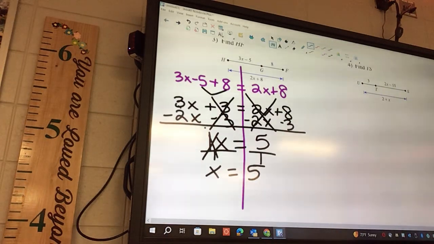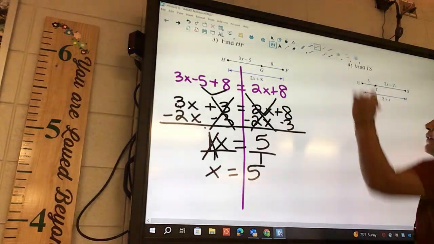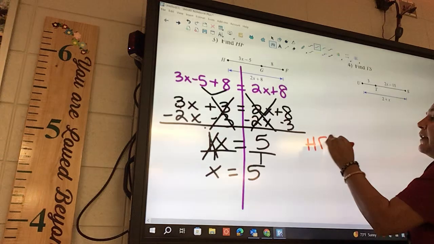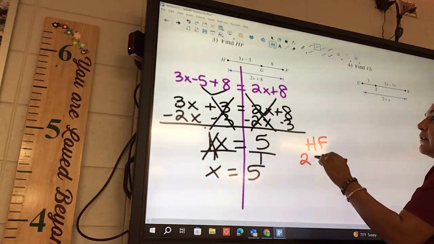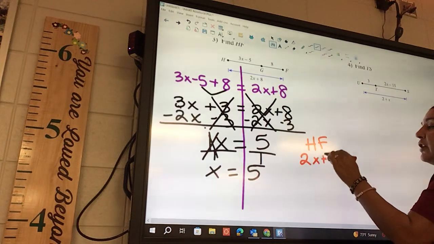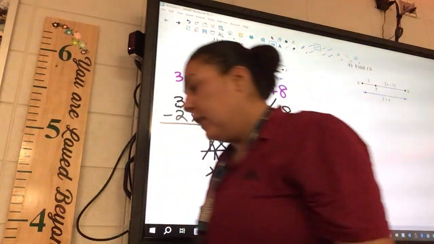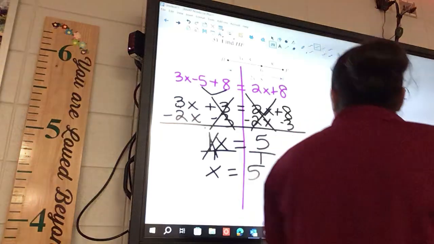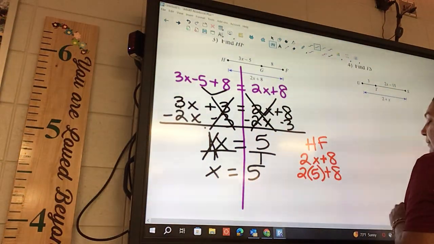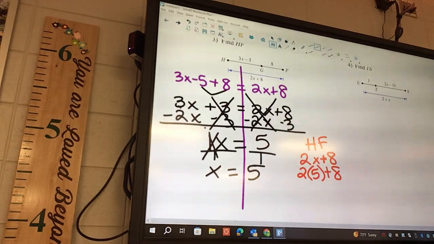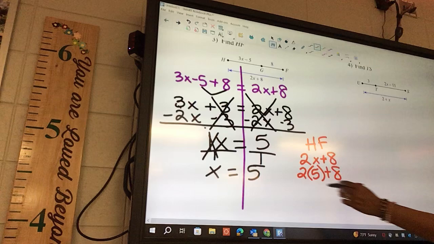Okay, what did our problem tell us to find? HF. And what is HF? Take a second, look at your picture. HF is what? 2x plus 8. Okay, so it's the giant one at the bottom. And now we know our x. What is my x value? 5. So 2 times 5 plus 8, you can type that whole thing into your calculator, and what are you going to get? 18. Okay, so my giant one is 18.